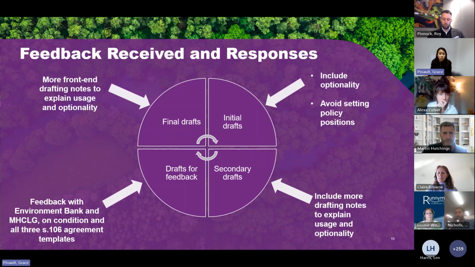And we also needed to avoid setting any policy positions. So things that we thought were robust or really great ideas actually would be a step too far in terms of what the legal regime actually requires. So that's reflected in our secondary drafts, which really responded to that feedback. And it was really clear that because we were dealing with multiple scenarios and options, we needed to include more drafting notes as a result, to explain how someone reading these templates would be able to navigate the regime and understand, am I actually using the right tool for the job? What options should I be including in these agreements and conditions?